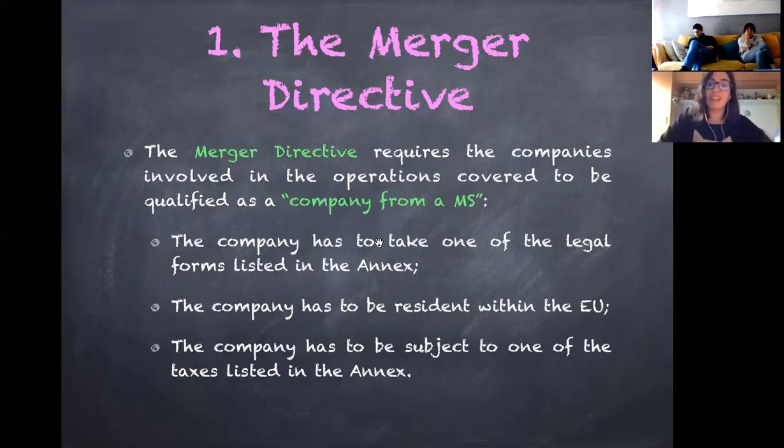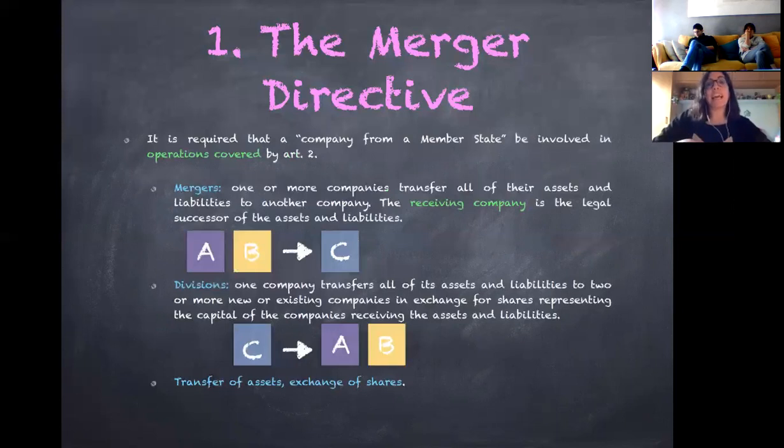Once we know the kind of companies that are within the scope of this merger directive, it is required for the application of the tax regime included in this directive that a company from a member state, as we have said before, be involved in an operation covered by Article 2 of this directive. The main operations covered by this directive are these two. Mergers, in which one or more companies transfer all of their assets and liabilities to another company, and in this case, the receiving company is the legal successor of the assets and liabilities.